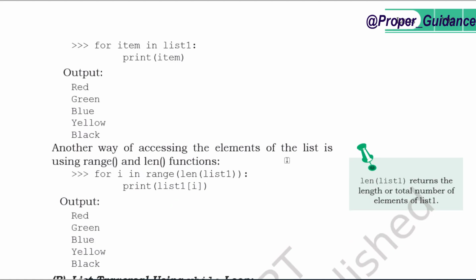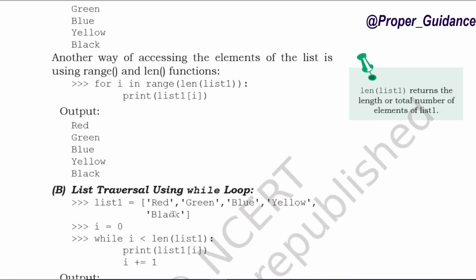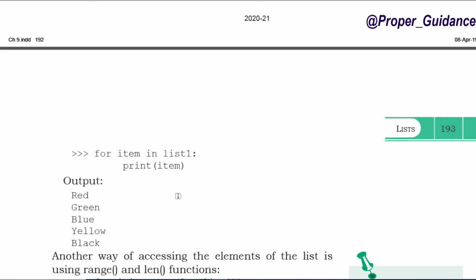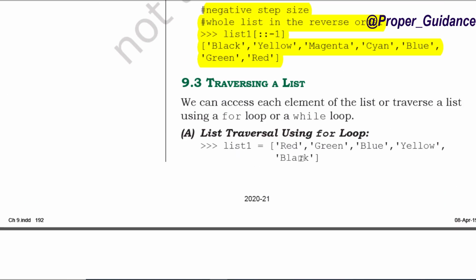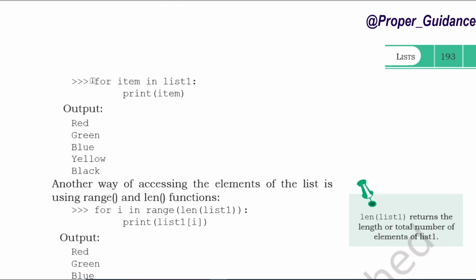Another way of accessing the elements of the list is using range and len functions. For i in range len list 1, print list 1 i, that is range and len. In range len list 1, print list 1 i, that is red, green, blue. That thing is called list traversal using for loop. Using for loop, for item, this is the way to write down, this is the actual syntax for using for loop.